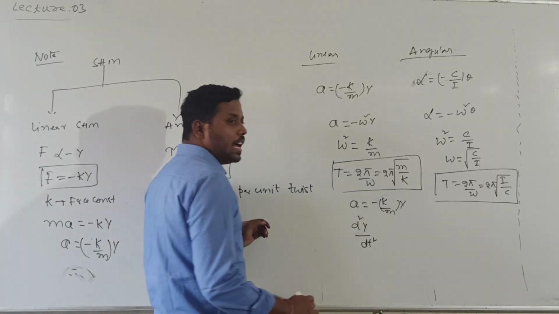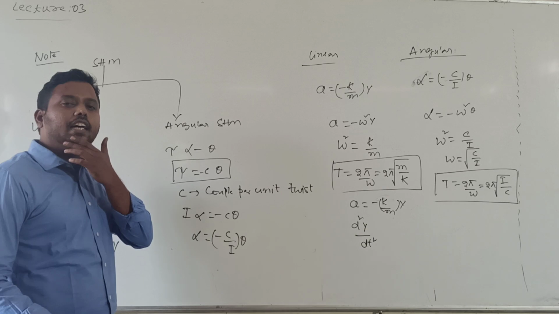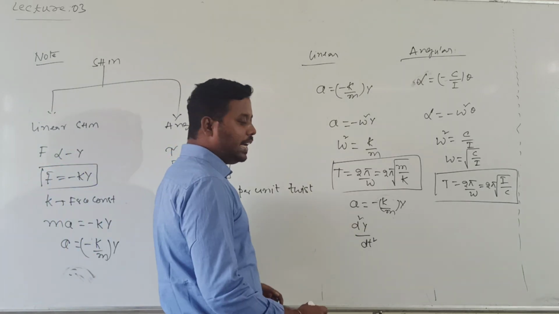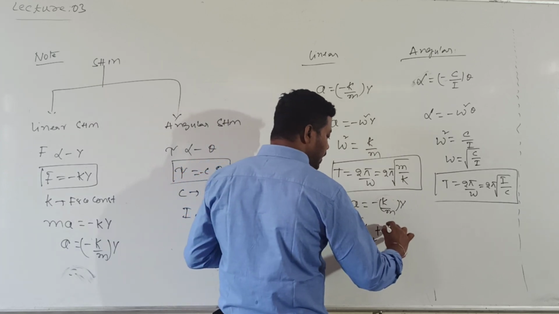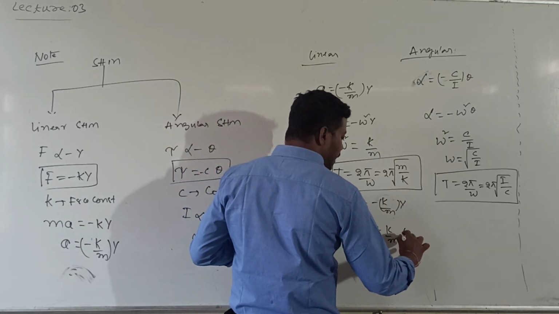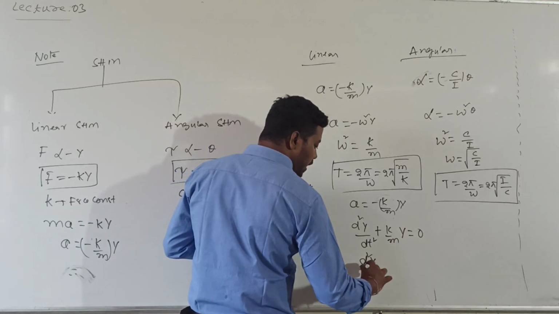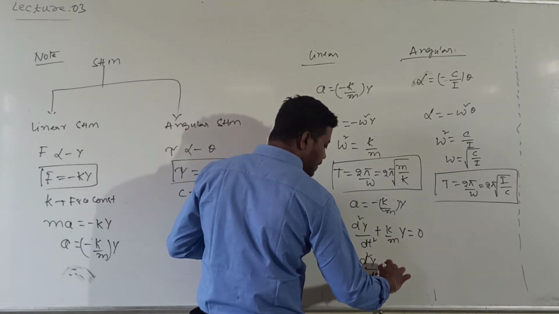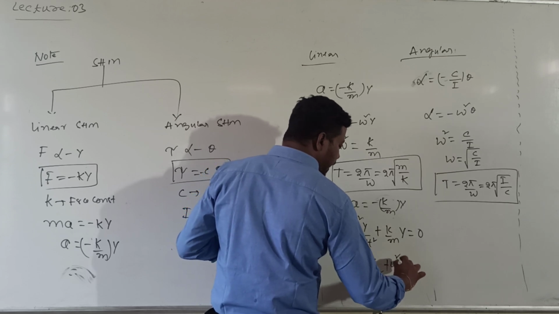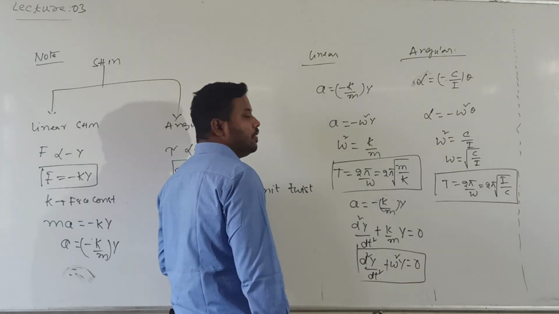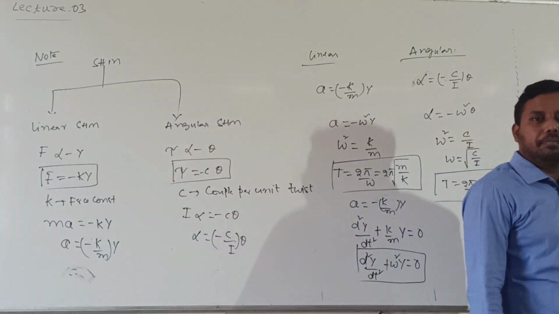a can be written as d square y by dt square. Acceleration is the rate of change of velocity, and velocity is the rate of change of displacement. So d square y by dt square plus k by m into y is equal to 0, which can also be written as d square y by dt square plus omega square into y equal to 0. This equation is called the differential equation for SHM.